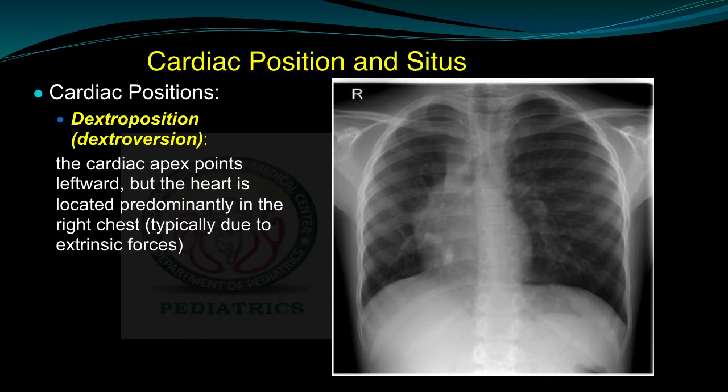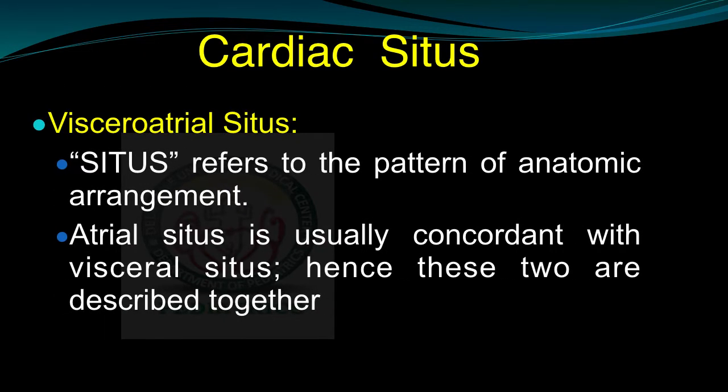Then cardiac situs. Okay, viscero-atrial situs. The situs refers to the pattern of anatomic arrangement, and the atrial situs is usually concordant with the organs on the visceral area. Hence, these two are described together. Okay, when you say situs solitus, the morphologic right atrium is to the right of the morphologic left atrium, and the gastric bubble is on the left side and the liver is on the right.